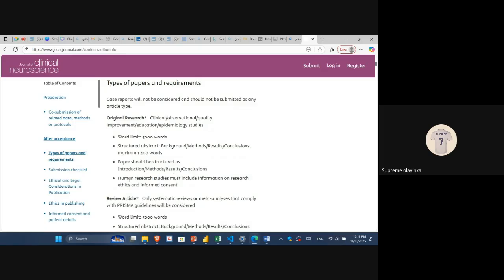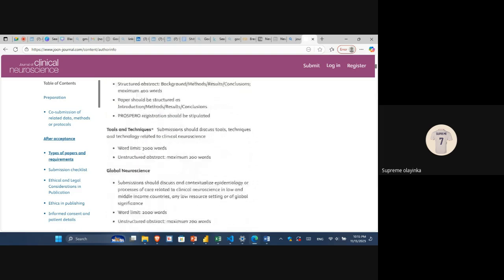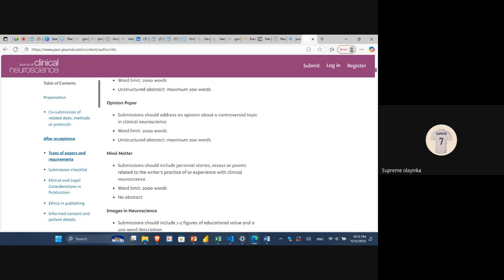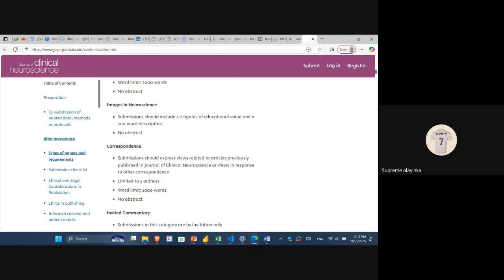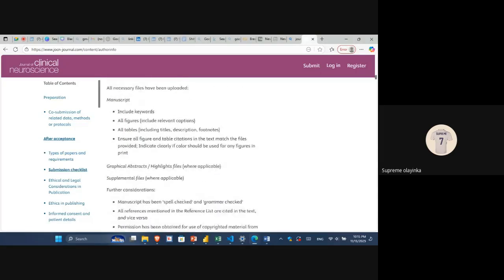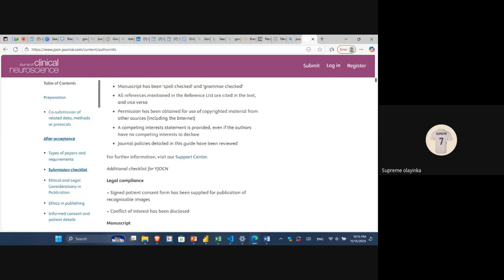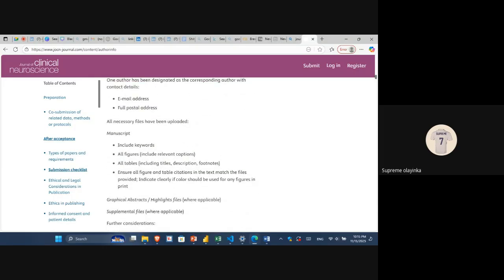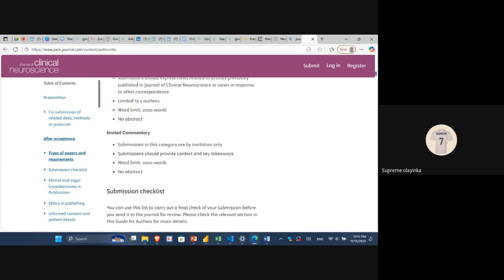So we can see human research study must include information on research ethics and informed consent. So if you are doing a review article, you will look at this stuff too. You can see there is nothing like a commentary research paper currently. Okay, there's actually commentary, but this one is invited commentary. So I don't think there is a commentary research paper. You don't want to write a commentary research paper and submit it here. They will just reject it, because it has already been said that it is only invited commentary.